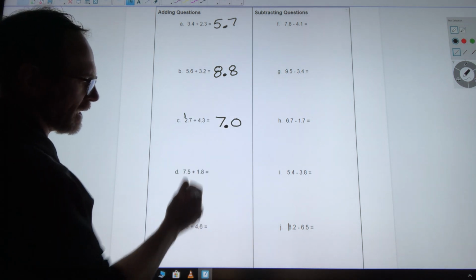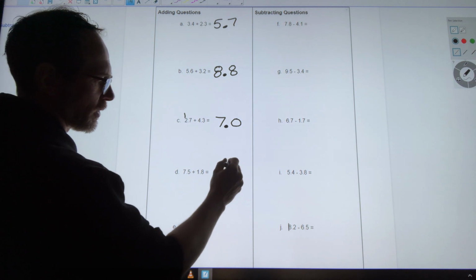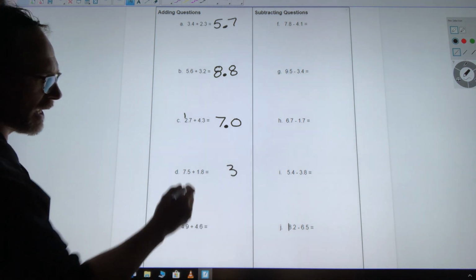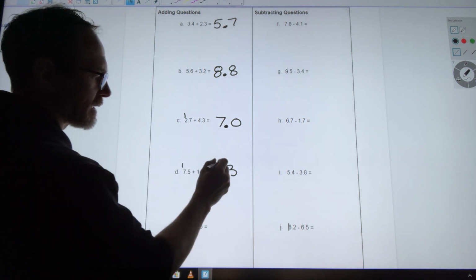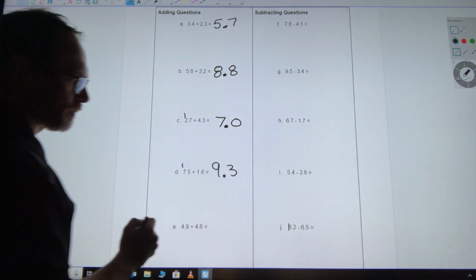7.5 plus 1.8, well, I would say 5 plus 8 is 13, so that's 13 tenths. I would carry the 1 over to the ones place. 1 and 7 is 8, 8 plus 1 is 9, so my answer is 9.3.